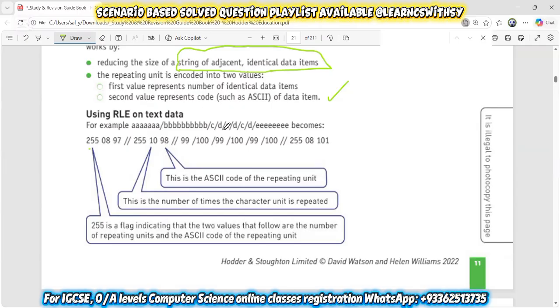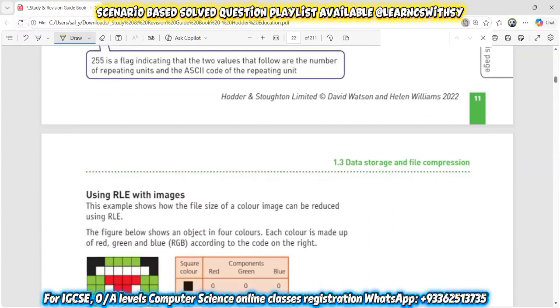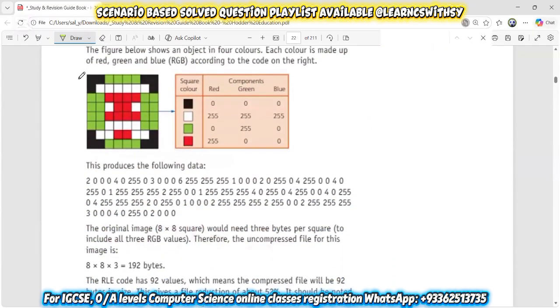C and D are not repeated. That's why they are written separately, like 99, 100 for the ASCII values. And then E is again repetition. That is why 255 indicating a flag, and 8 times 101, that is the ASCII value for E. And that is how you can see it is going to result in the file being compressed. Using RLE with images, here the image is black and white.